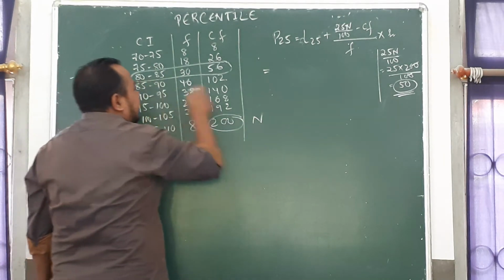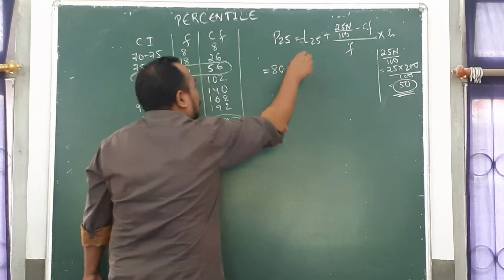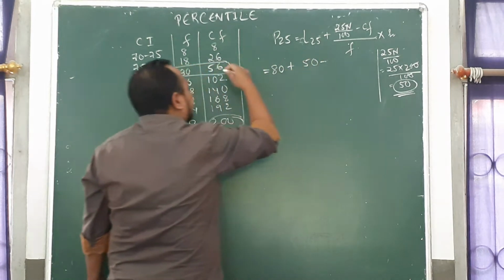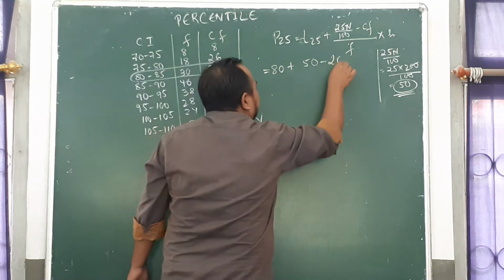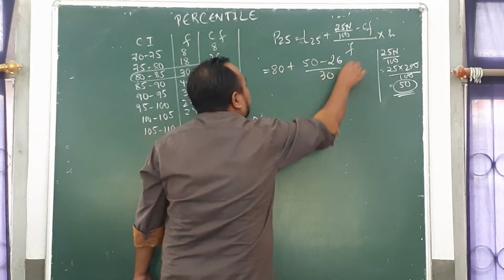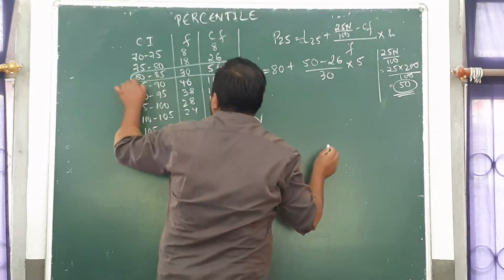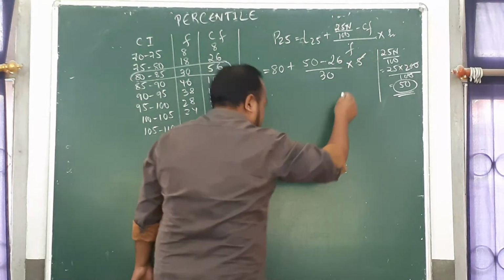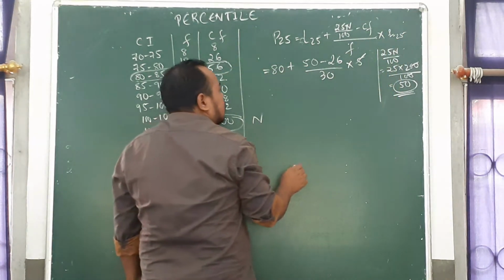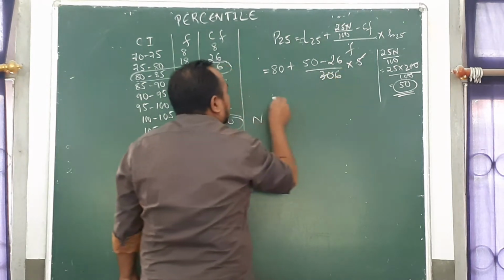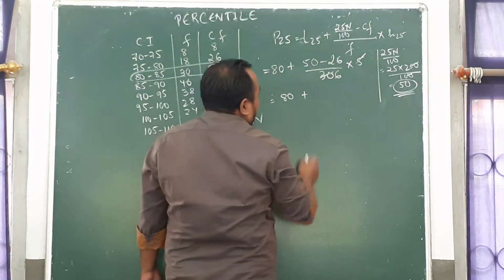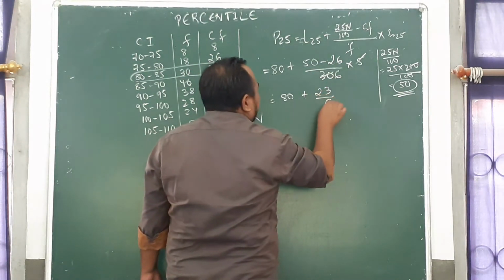What is the lower limit? 80 plus, what did you get? 25n by 100, that is 50, minus the cumulative frequency just above that, that means 26, divided by the frequency of the percentile class, that is 30, into the class length, that is 5. The class length is 5. So h25 is the class length of the 25th percentile, 5. So what do you get? 80 plus, 50 minus 26 gives 24, divided by 6.